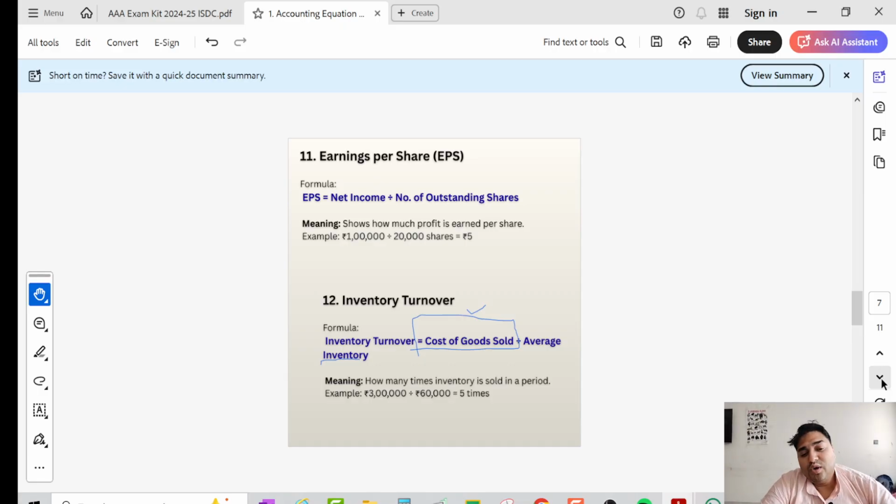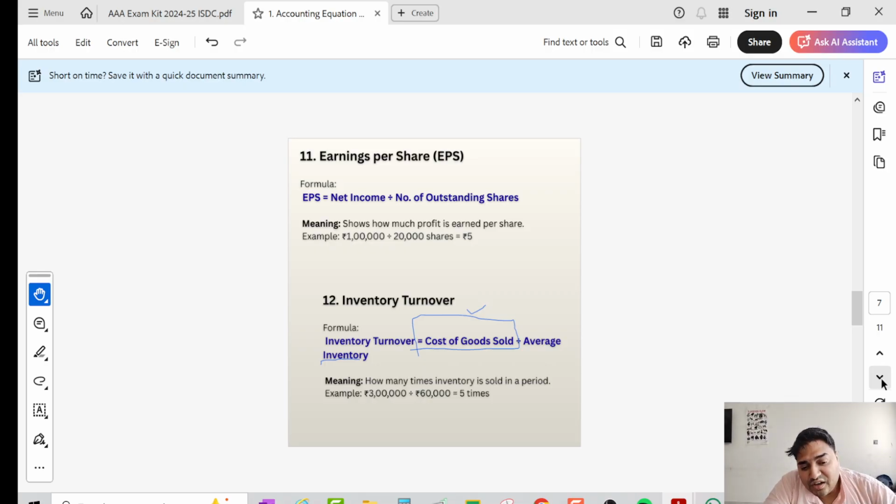There is a concept called earnings per share. It means how much profit is being earned per share. So if a company has a 100,000 profit against 20,000 shares, it means the earning per share is 5 dirham or 5 rupees.